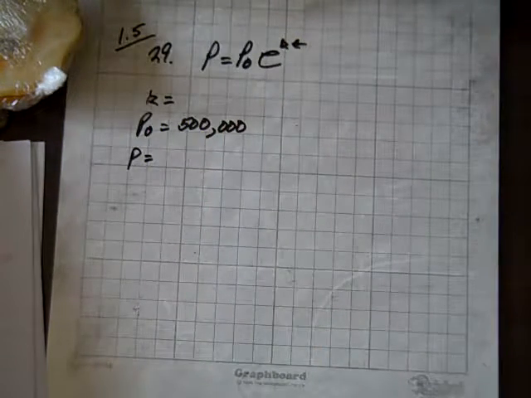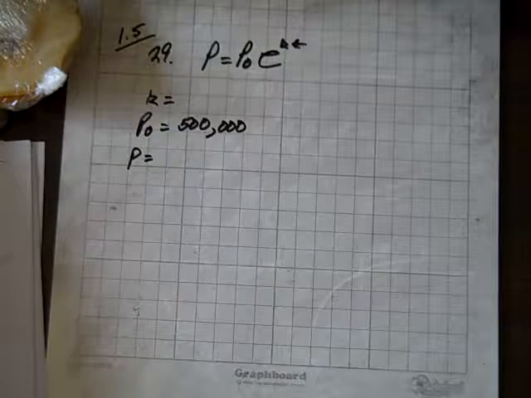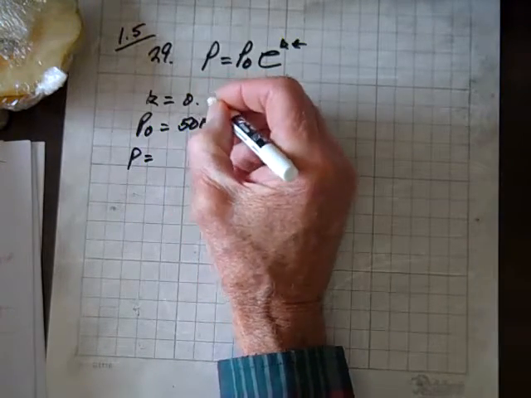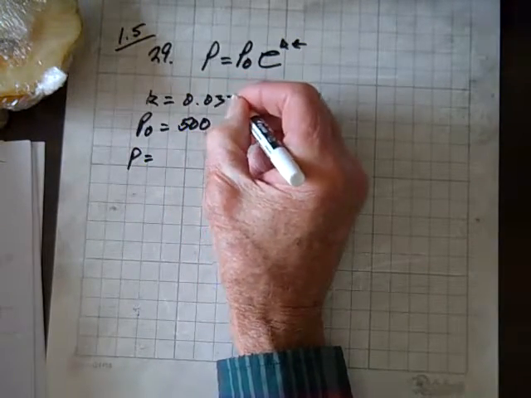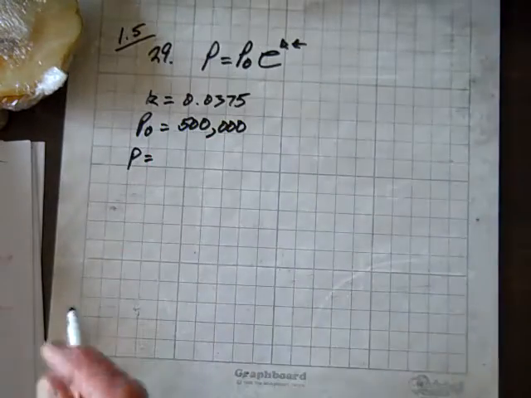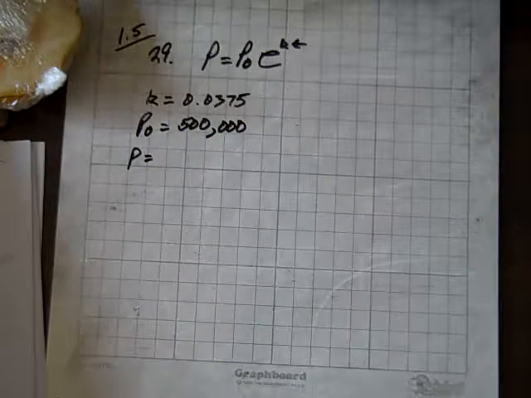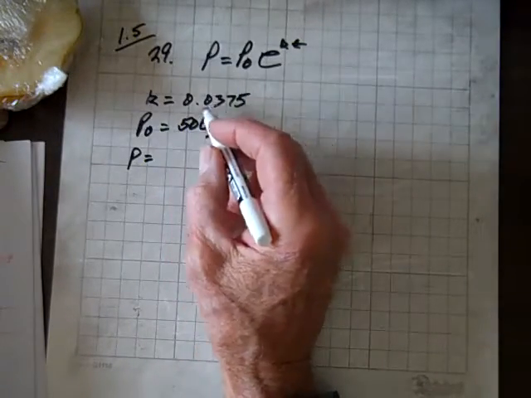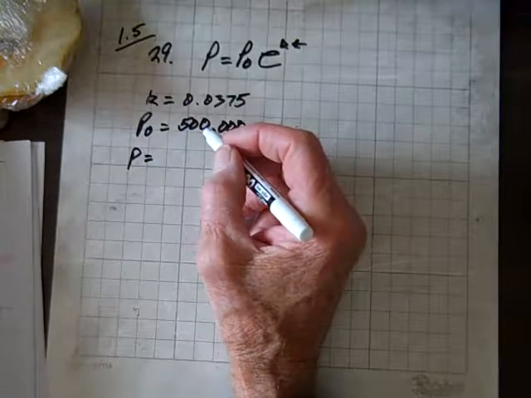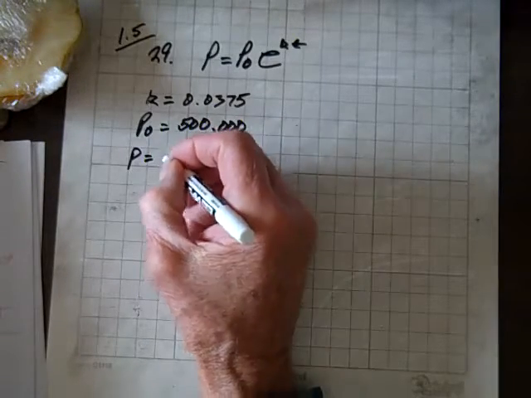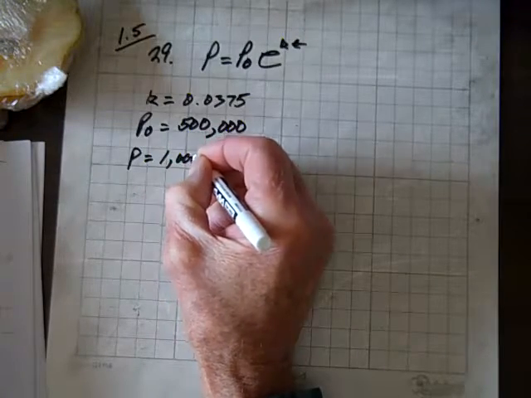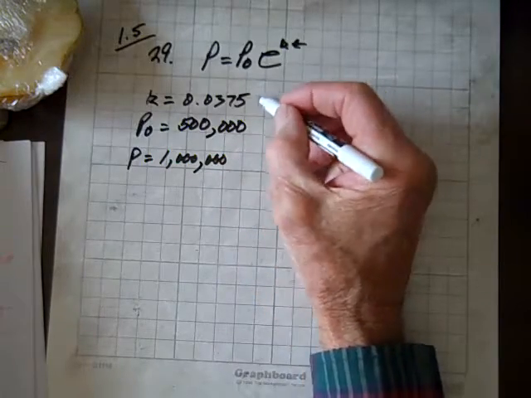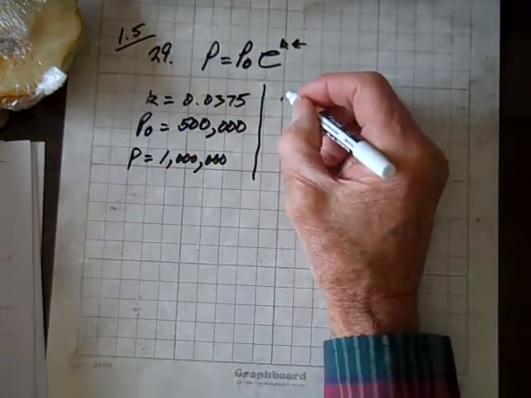And it is increasing at a rate of 3.75% per year. So we'll turn that into a decimal, 0.0375. And we want to know how long is it going to take for that to become a million? In other words, let's put down 1 million. So there's our data. So we have 1 million.